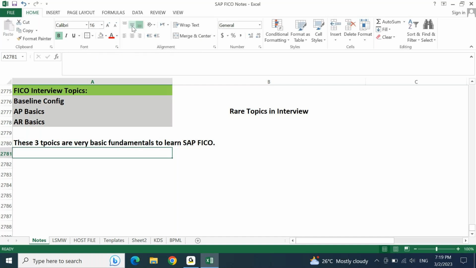If you have come to an SAP FICO interview, there are only 2 reasons. Either you are a trainee candidate or you are an experienced candidate. Am I correct? Yes, sir. Right? If you have come to an interview, which means option number 1, trained or experienced, in either case, you must be good at these 3 topics.